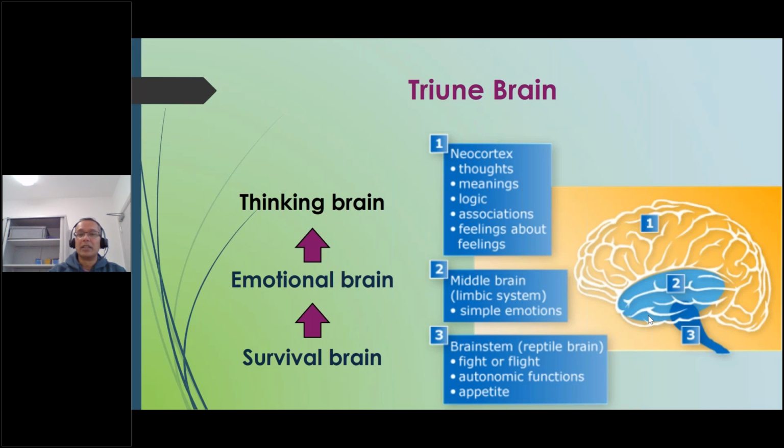And then on the top, we have the new brain, or the neocortex. This contains the cerebrum in the front and the cerebellum at the back. This performs all the other functions of vision and speech and sight and all that. And the front of the neocortex, which is also called the prefrontal cortex, is where all the higher order thinking happens.